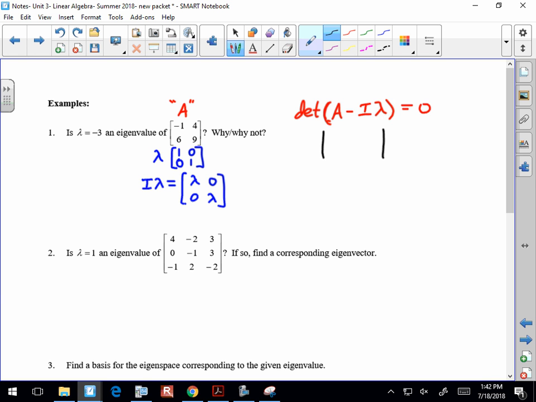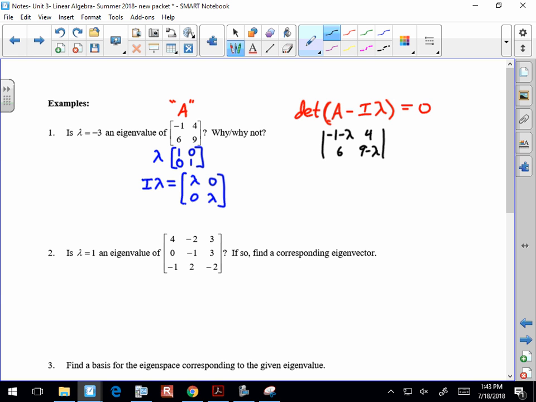All right, and the reason I like this variation more is, especially for the larger matrices, it preserves positive signs. It just feels nicer. So anyway, each entry in A, I'm going to subtract from that each corresponding entry in I lambda. So -1 minus lambda. Well, we're not assuming that yet. 4 minus 0, 4, 6 minus 0, 6, and then 9 minus lambda.